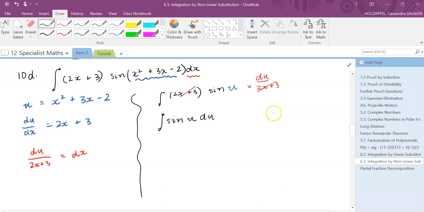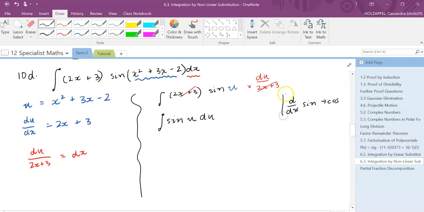By the way, when it comes to integrating sine and cos, I'm going to be honest here, as a maths teacher, I never remember the exact order. What I do is I just remember one of them and the rest of them come from that. And I always remember when you find the derivative of sine, you get cos.